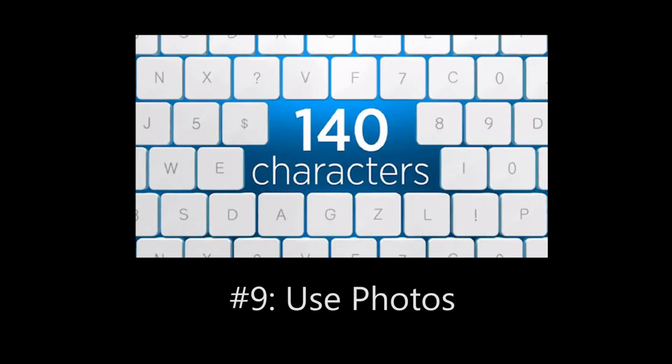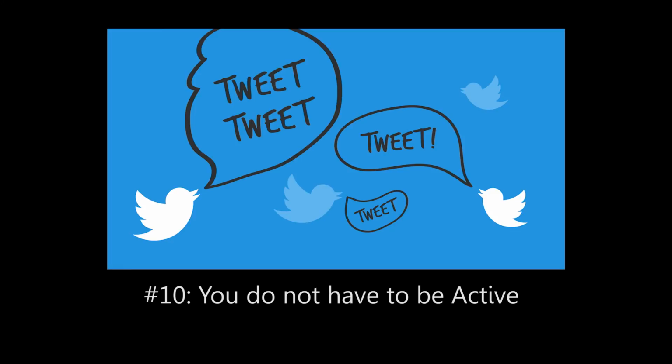Tip number 9. Include photos in your posts. They say a picture speaks 1,000 words, and with Twitter's character limit, it is easy to see why pictures are helpful here. Tip number 10. Having a Twitter account doesn't mean you have to be active 24/7. Most users use Twitter only to like and retweet other people's posts. There's no pressure to stay active on Twitter.